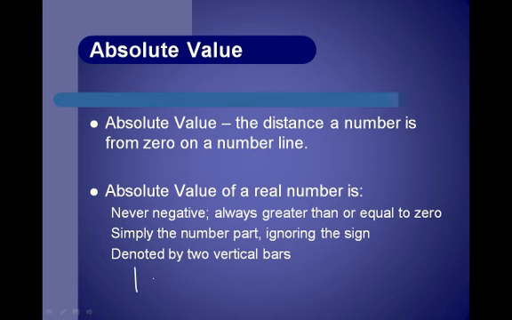For example, the absolute value of 5 means the distance from 5 to 0 on a number line, which would just be 5. Whereas the absolute value of negative 5 is the distance from negative 5 to 0 on a number line, which would be positive 5.